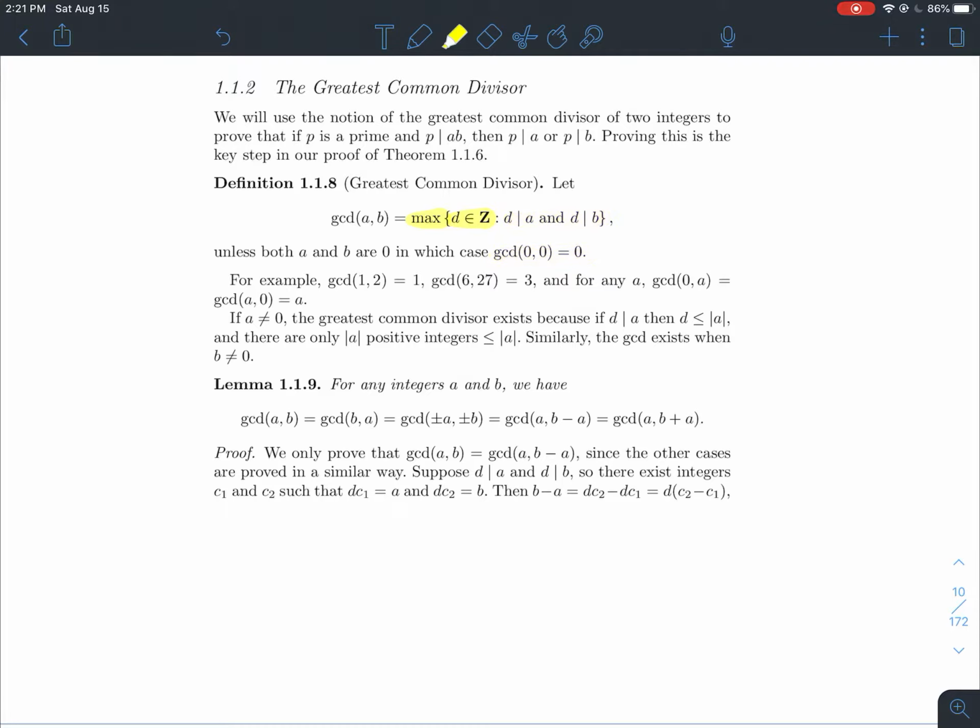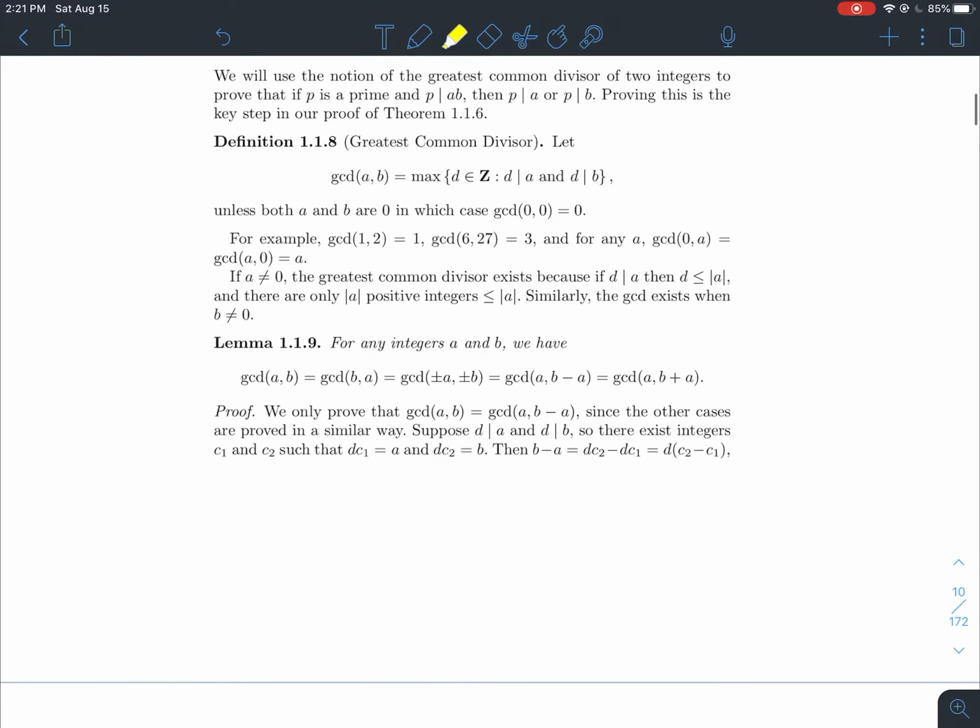So for example, what's the biggest number that divides both 6 and 27? Well, it would be 3. And similarly, what's the biggest number that divides both 1 and 2? Well, 1 is the biggest number that divides both of them. Notice here that it's the largest integer D where D divides both of these things. We could say that the GCD is always a non-negative number.